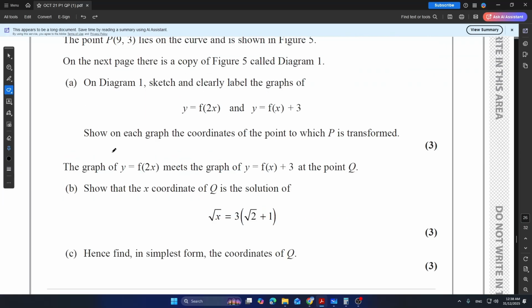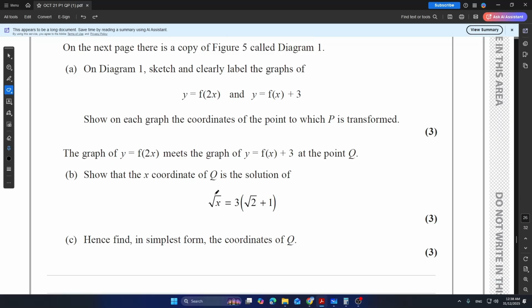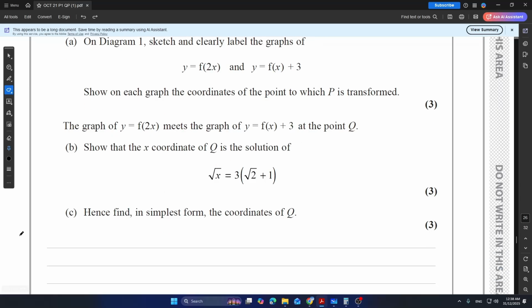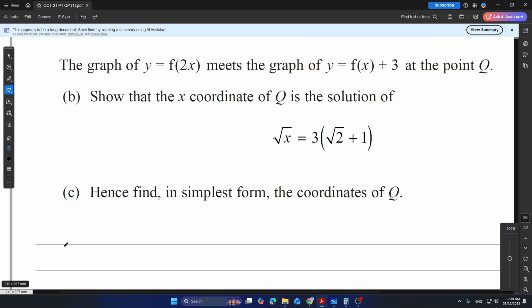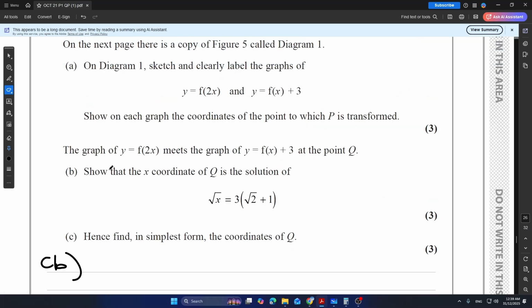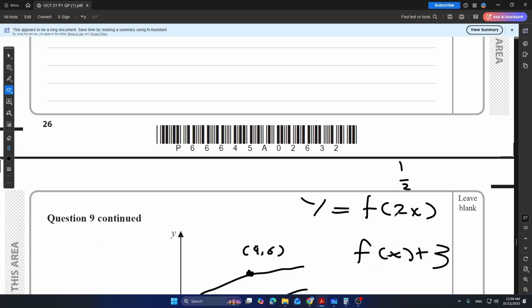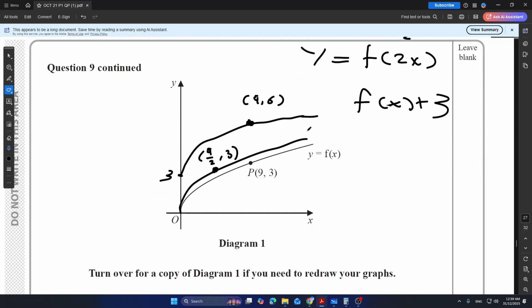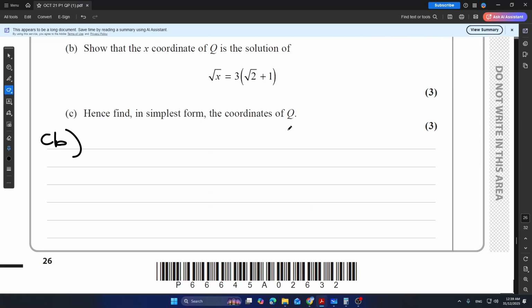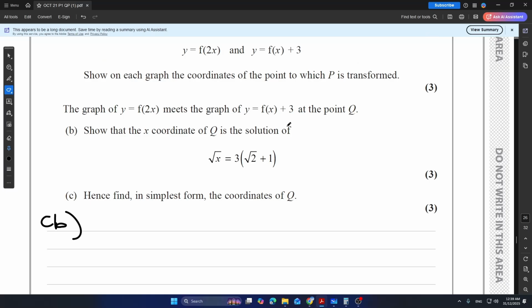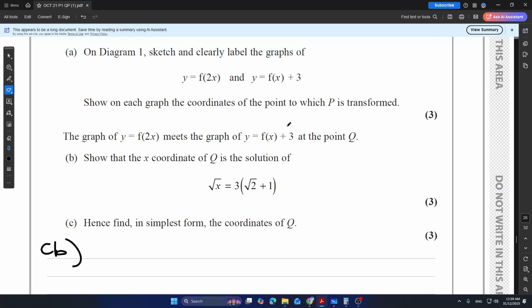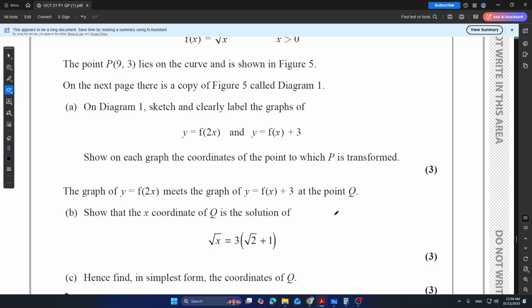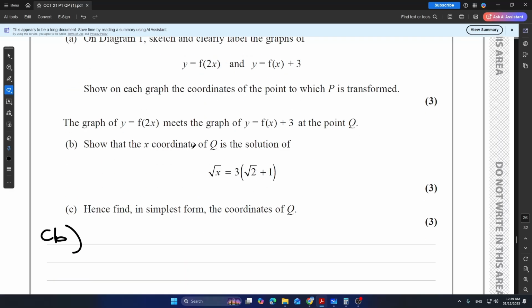See here, show that the x coordinate of Q is a solution of this. First of all, we need to understand that the graph y equal to f(2x), which is the one we drew here, and y equal to f(x) plus 3, which is the second, these two graphs that we just drew, are going to intersect like this. That's a very horrible drawing, but they're going to intersect at the point Q.